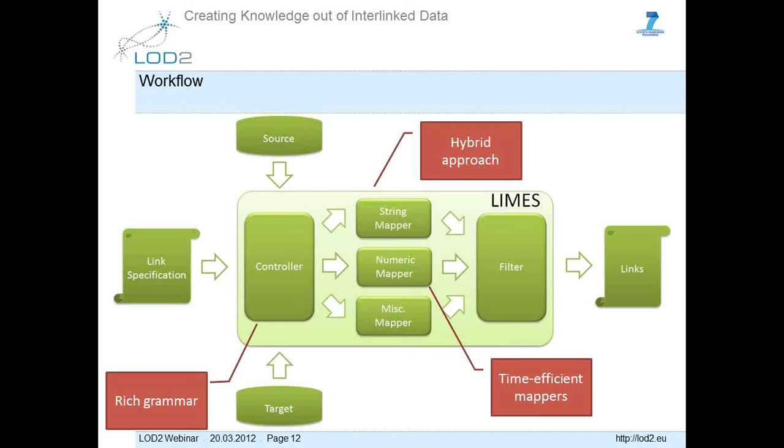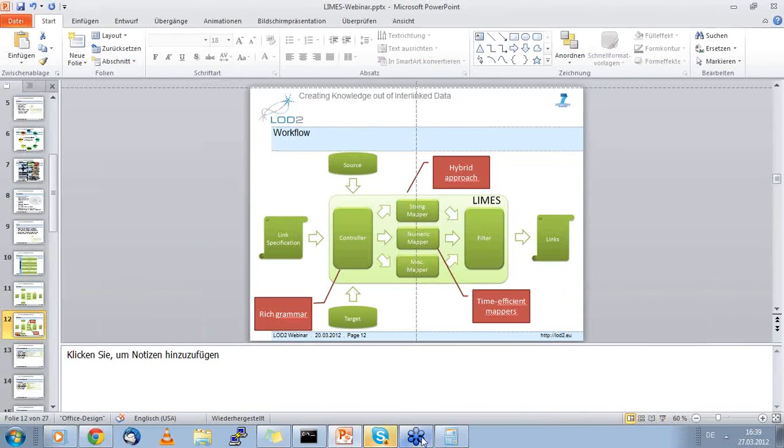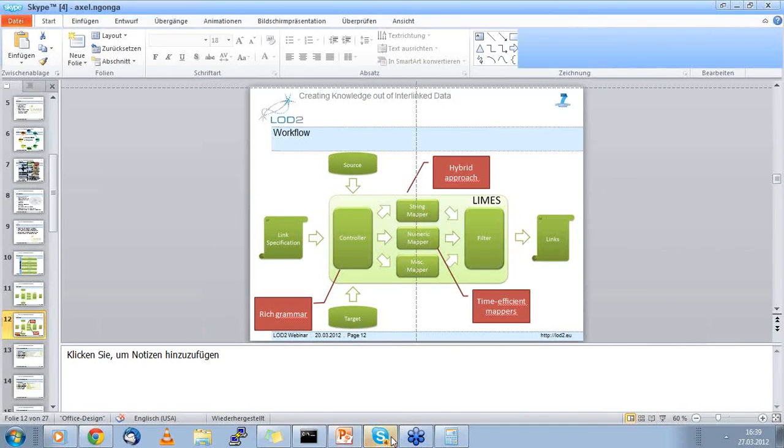No. The basic idea is we create new data that you can integrate in your source. When you do linking, you have a source knowledge base and a target knowledge base, and what you want to create are links between them. Those links are basically new information that you can integrate in the source or in the target knowledge base to make it more linked, which is at the end the aim of the linked data cloud.